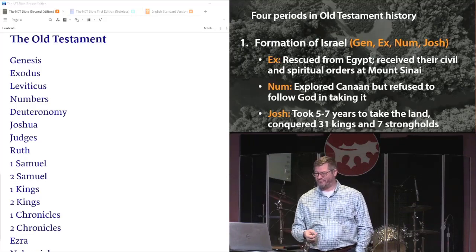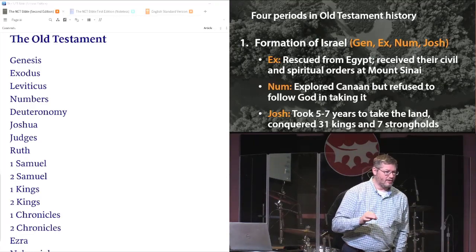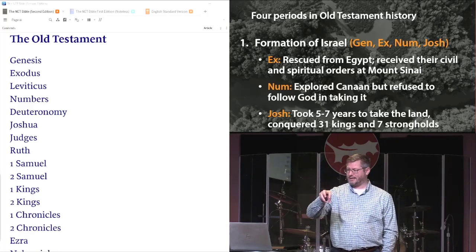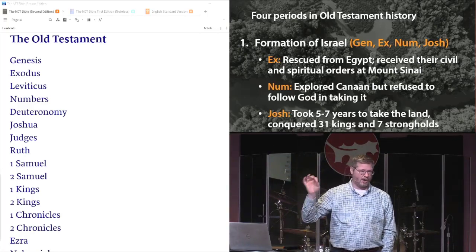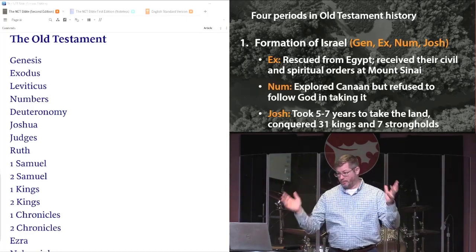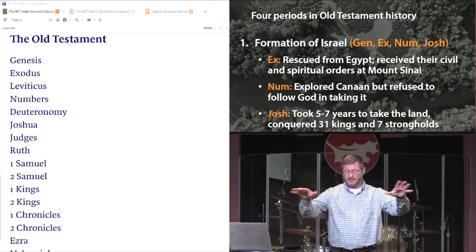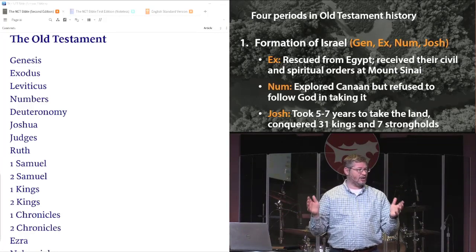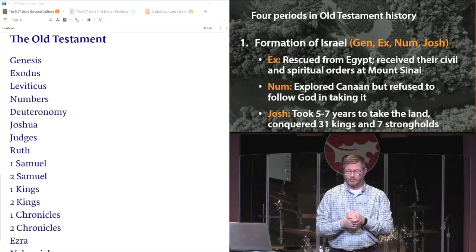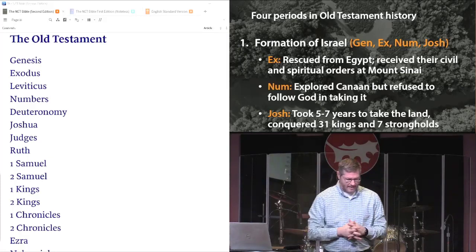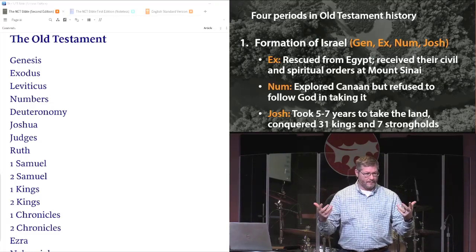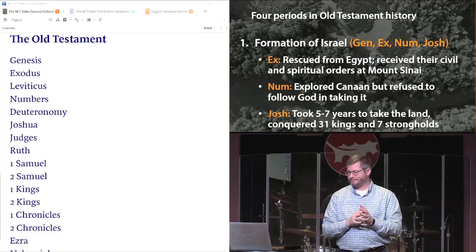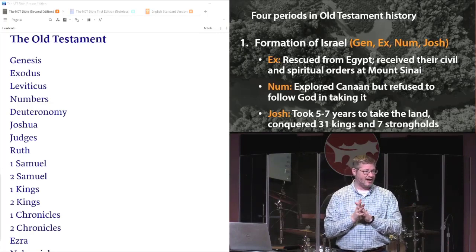And they did that for almost four decades until that entire generation of men who had rebelled against God and said, no, we cannot take the land, were all dead. More than 600,000 men, and we don't know how many women as well, had to die during that time of almost 40 years. I've done the math in the past, and I don't remember exactly, but it's right around 50 funerals a day during that time. That's a lot of dead bodies falling at that time.